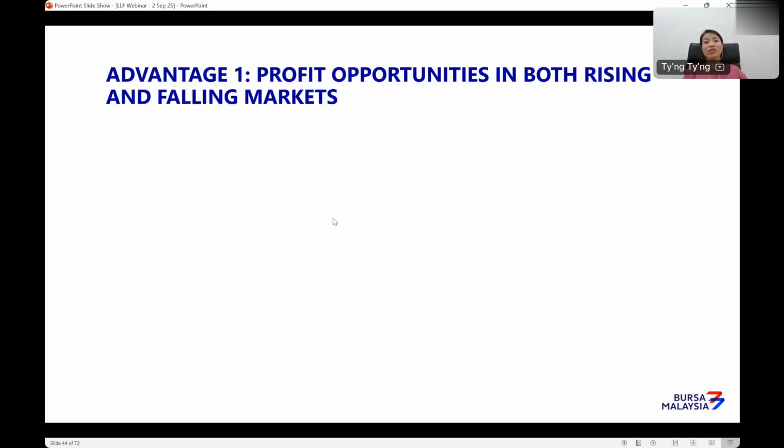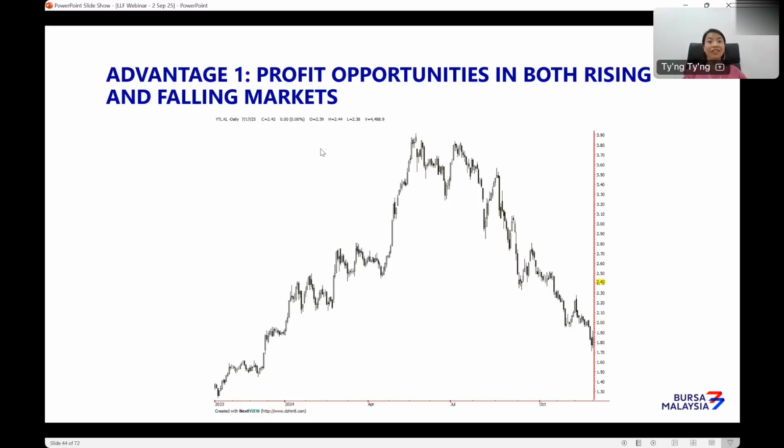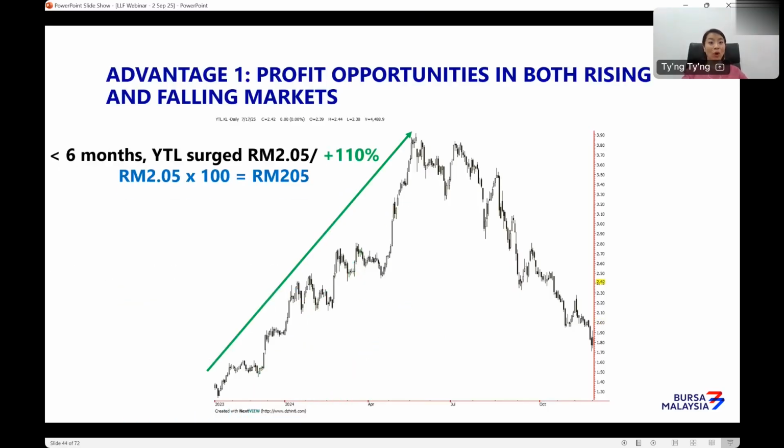Now, the first advantage is profit opportunities in both rising and falling markets. You can see, for example, for YTL, in less than 6 months, YTL surged $2.05, which is equivalent to 110%. If you take $2.05 times 100, which represents only one futures contract, you already make 205 ringgit Malaysia with just one futures contract. Am I correct? And this is during an uptrend, quite similar to your stock market.